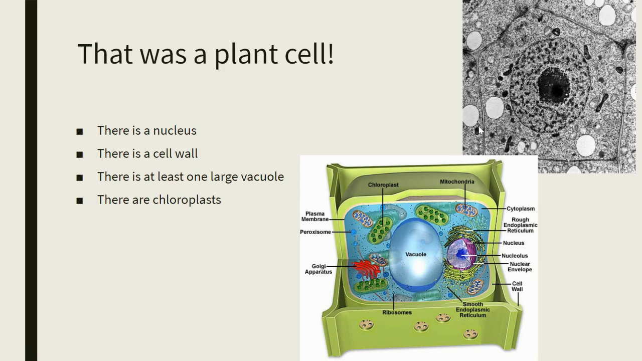There is, in most plant cells, at least one large vacuole that stores water and waste, and there's your vacuole in that microscopic plant cell. And then another thing to point out is that there are these green colored organelles called chloroplasts. Those help with the process of photosynthesis, which we will talk about.